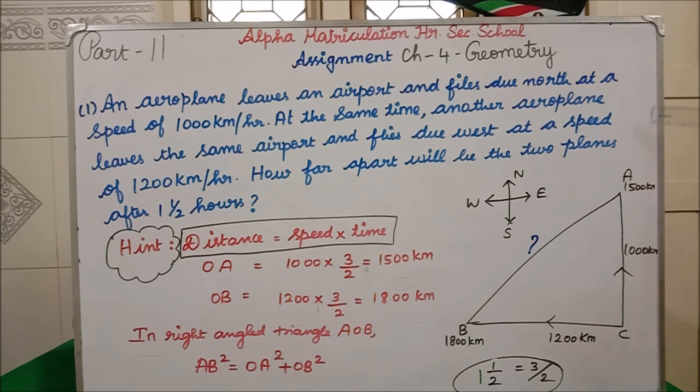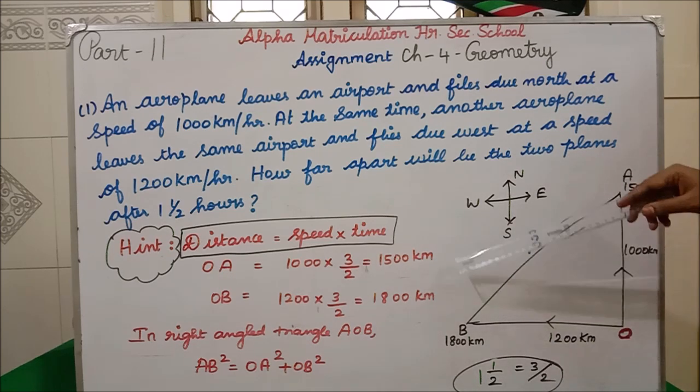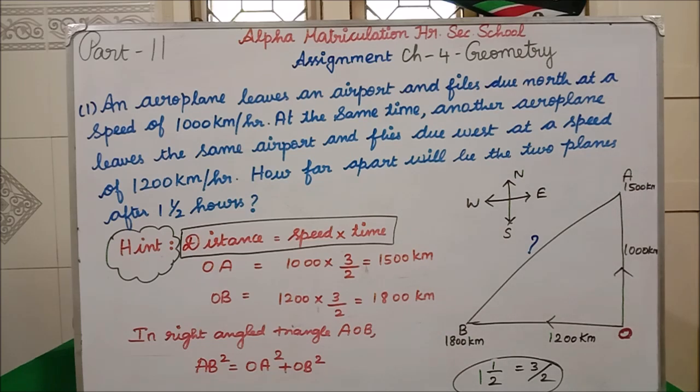Speed for the first aeroplane is 1000. For the second aeroplane they have given 1200. Now we will consider this not as C, I will take this as O. Now OA, how are we going to calculate this? OA is the distance, equal to speed, which is 1000, into time, which is 1.5 hours, that is 3 by 2. Multiplying, we get 1500 km.